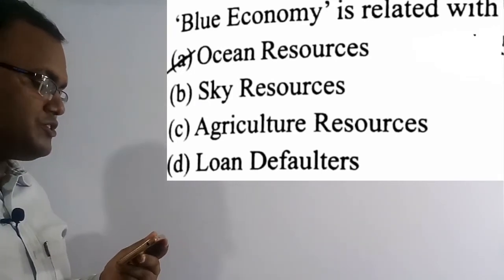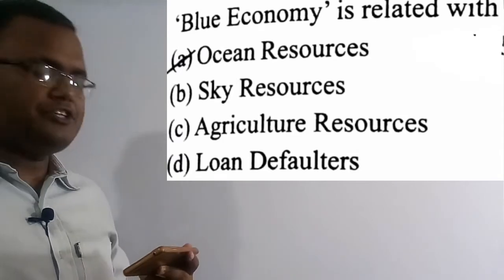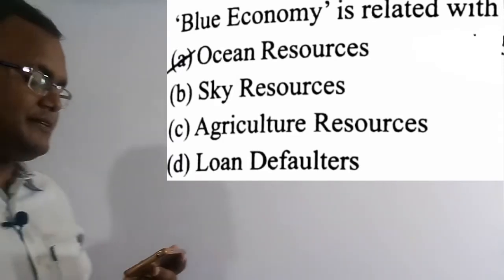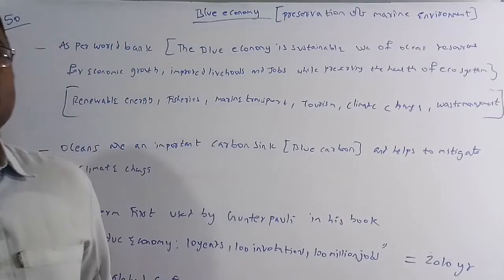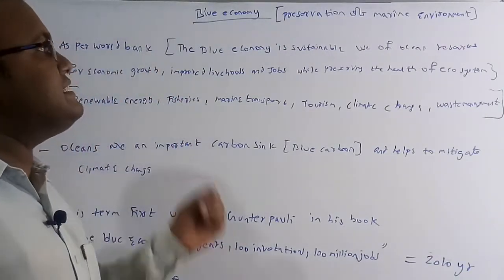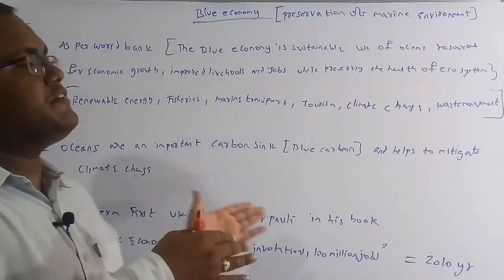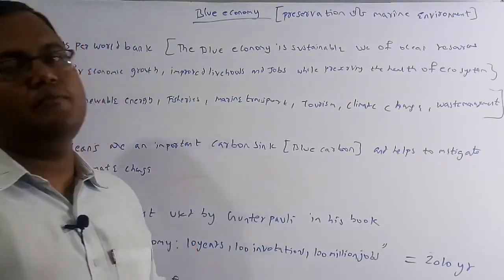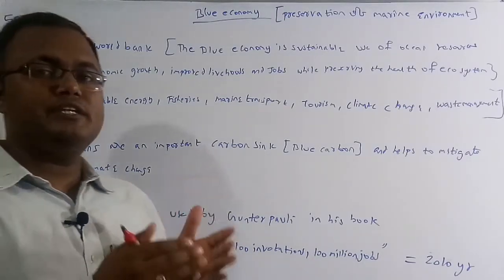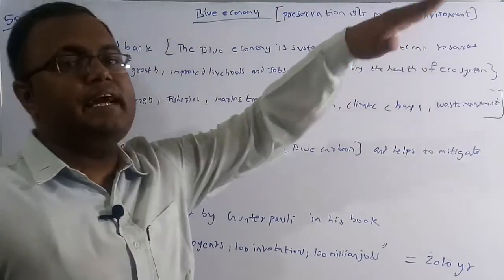Option A, ocean resources. So this blue economy is going to relate with the ocean resources. So let's discuss some more facts about this one. Now we'll discuss some of the important facts of this blue economy. Blue economy is nothing but preservation of the marine environment. Means no matter whatever you take from these oceans, whatever resources are available in the oceans, still you need to take care of the ocean's health. That is the meaning of the preservation of the marine environment.